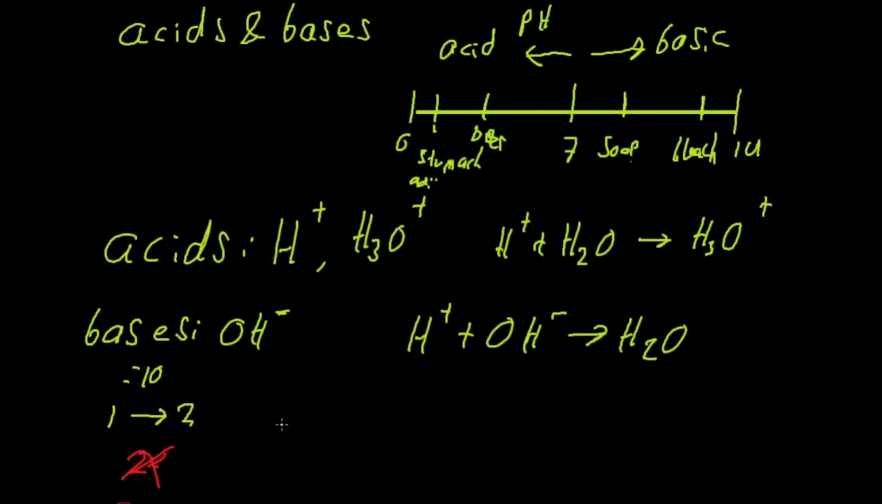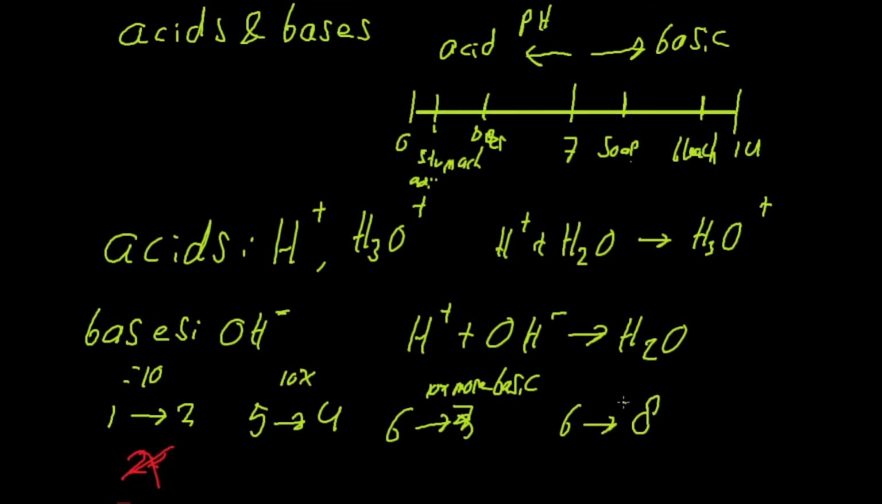So if you go from a pH of 5 to a pH of 4, it's 10 times as acidic. And the same, of course, for the basic side. When you go from 6 to 7, it's 10 times more basic. Or if you go from 6 to 8, it's 100 times as basic because it's 10 times 10, so 100 times. So that's what they call a logarithmic scale.